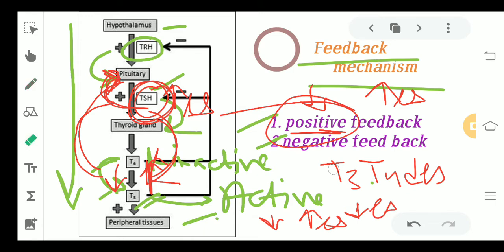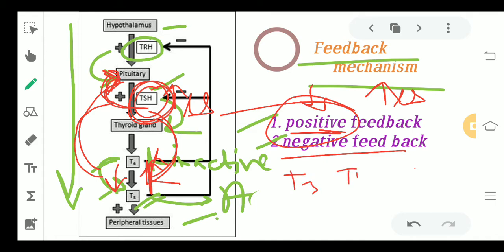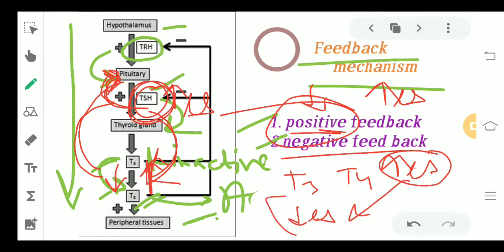Coming to the negative feedback mechanism. Negative feedback means that initially the level of T3 and T4 in the body was very high, and now this increased level is supposed to be decreased. So we are going in a negative direction. So this is a negative feedback mechanism.